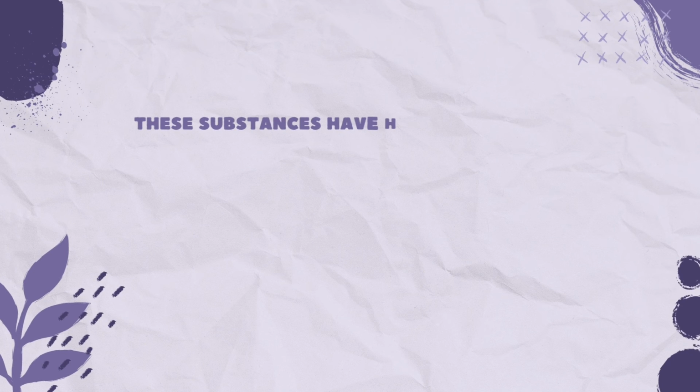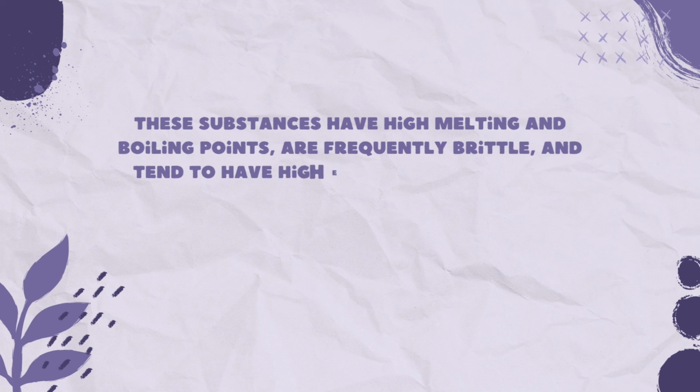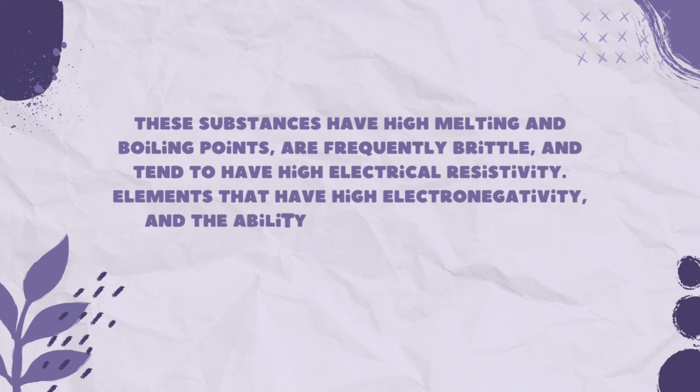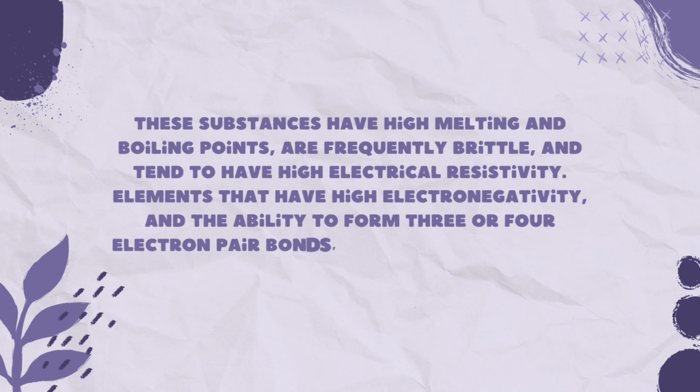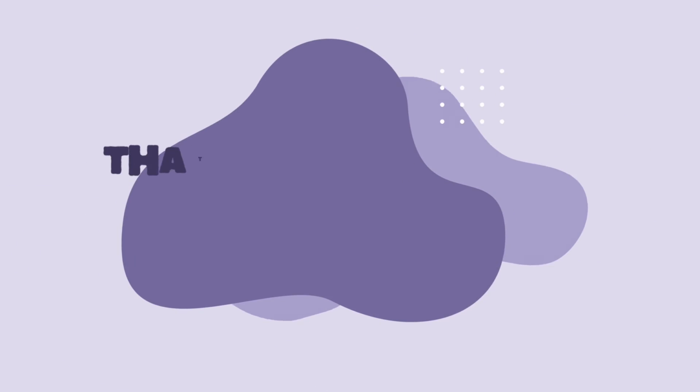These substances have high melting and boiling points, are frequently brittle, and tend to have high electrical resistivity. Elements that have high electronegativity and the ability to form 3 or 4 electron pair bonds often form such large macromolecular structures.